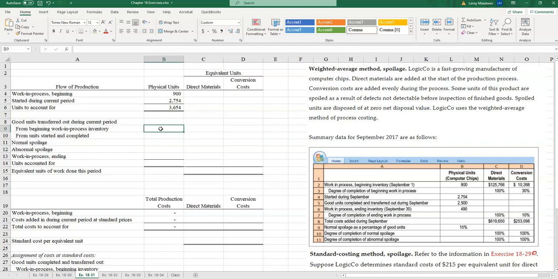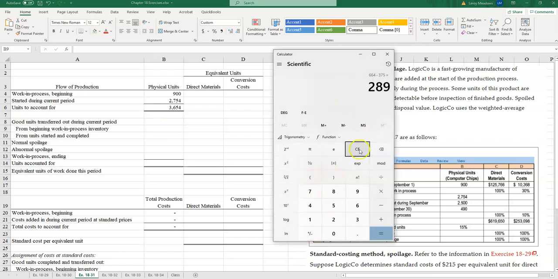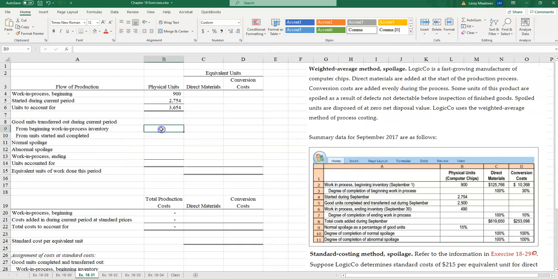Now our beginning inventory, we had what? Well, we need to figure out first how much was transferred out. How much was transferred out? 2,500. So we transferred out 2,500 minus our beginning 900 units, so I transferred out 1,600 units that were started and completed this period. So the 900 from beginning inventory plus the 1,600 units that I started and completed give me my 2,500.